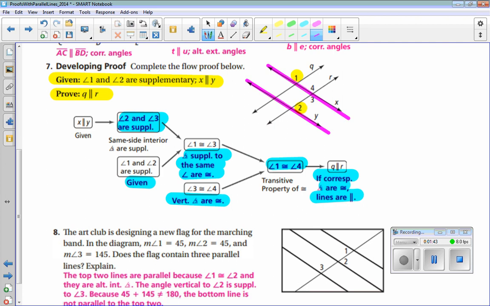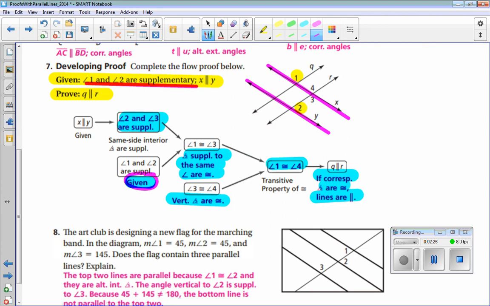And we know that by the same side interior angles are supplementary. So which angles are the same side interiors? In that particular case, it's 2 and 3. So we know that 2 and 3 are supplementary. Now, what are we given? 1 and 2 are supplementary. We're given that information right here, so that's the reason we write here. Anything that's inside a bubble in a flow proof is going to be a statement. Anything written underneath it is going to be the justification, the reason. And so we're just given that information.